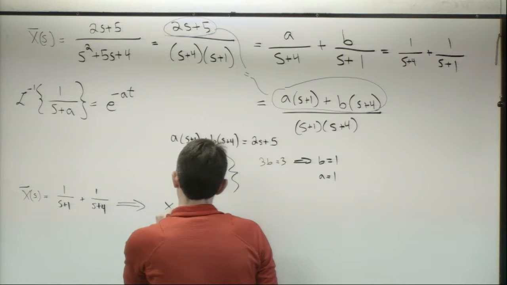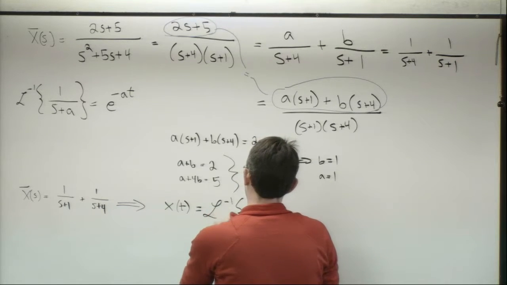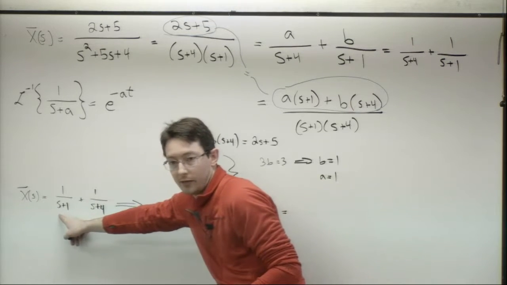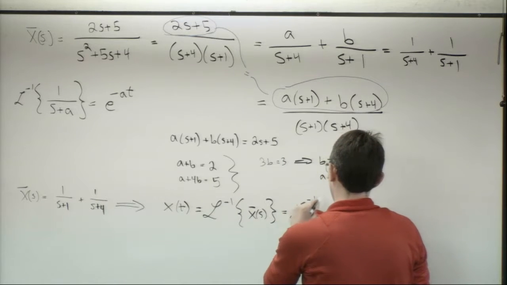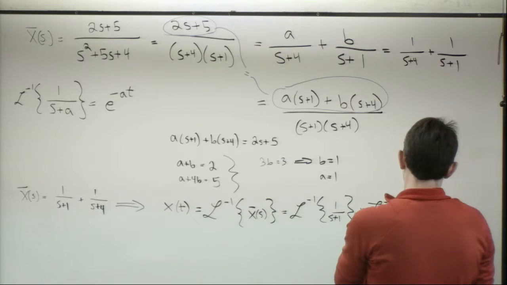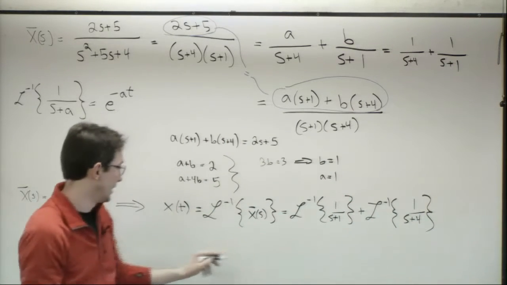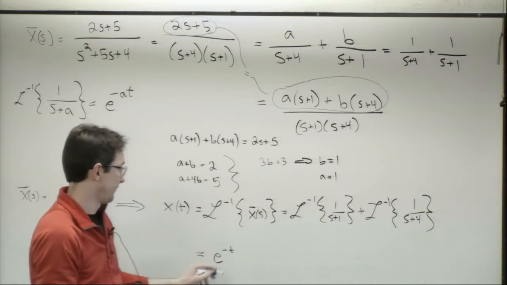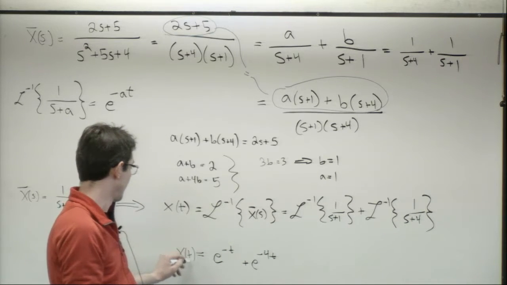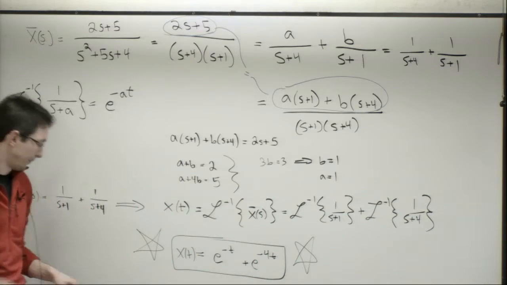So we have x of t, x of time, this is what we want. We want a real solution in time, is equal to the inverse Laplace transform of x bar of s. And that's equal to the inverse Laplace transform of this plus the inverse Laplace transform of this. And we know what each of these are. We know that this first one is e to the minus t, and the second one is e to the minus 4t. Okay, so that's the solution of our ODE.